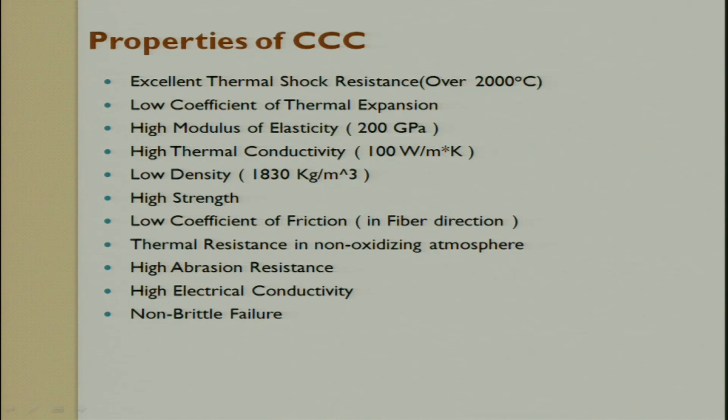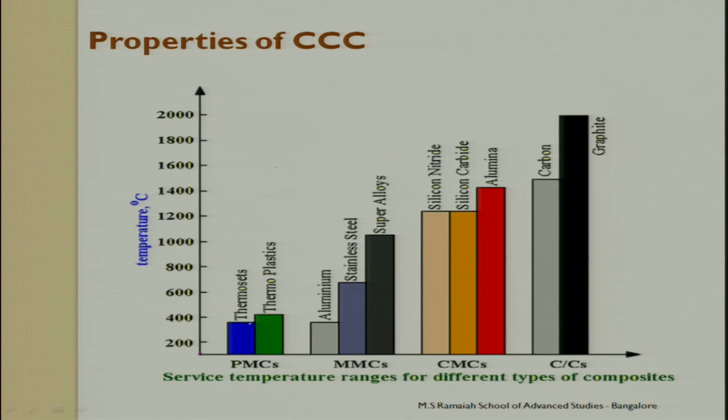So, if you look at the properties of the carbon-carbon composite, it has excellent thermal shock resistance, low coefficient of expansion, high modulus, high conductivity, low density, high strength, very low coefficient of friction, high resistance in a non-oxidizing atmosphere, high abrasion resistance, electrical conductivity and non-brittle fracture. These are some of the properties which are good for carbon-carbon composites.